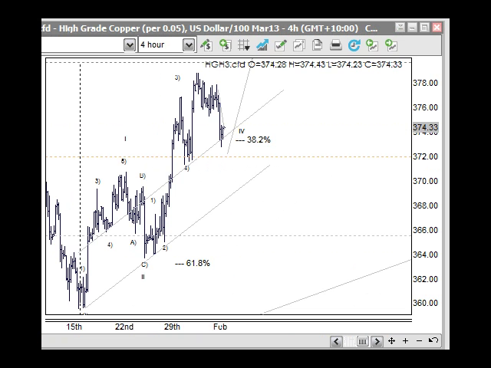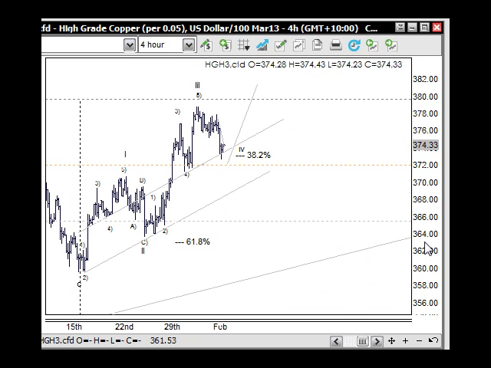The copper market is pretty much doing what we expect it to do, coming back to the 38.2 retracement level as wave 4 here. That should be an A and a B and a C. Wave 4s can get complicated, so we may see something bigger and uglier here. But the main point is that, technically, as long as it stays above the top of wave 1 here, then it's still a bullish case.